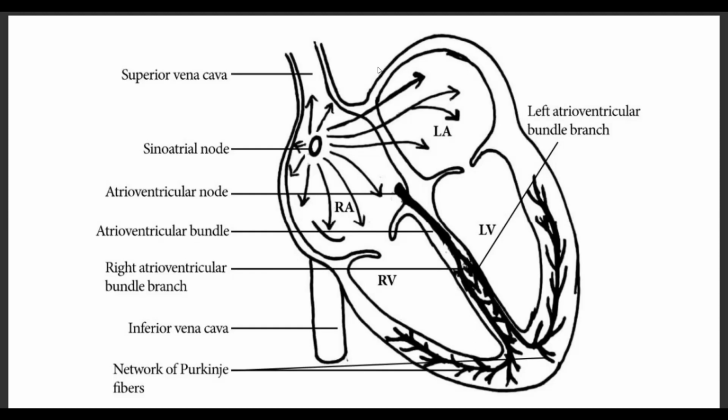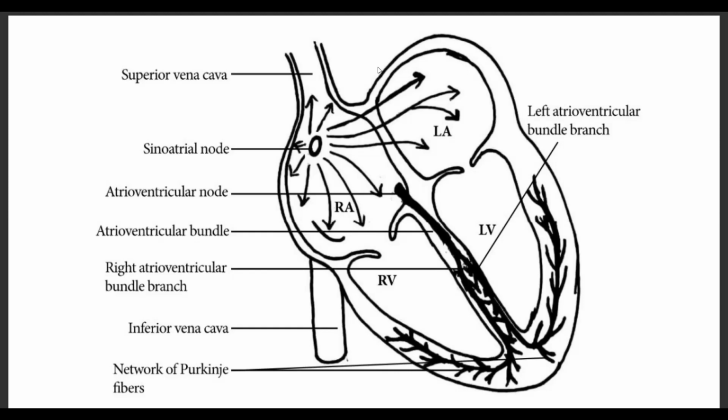Right? Then the AV node, it is called the atrioventricular node. It is also a specialized mass of neuromuscular cells. It's situated in the myocardium between the walls of the left and right atria. The function of the AV node is to transmit the electrical signals from the atria into the ventricles.